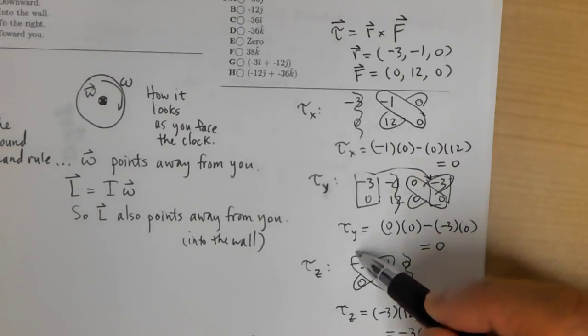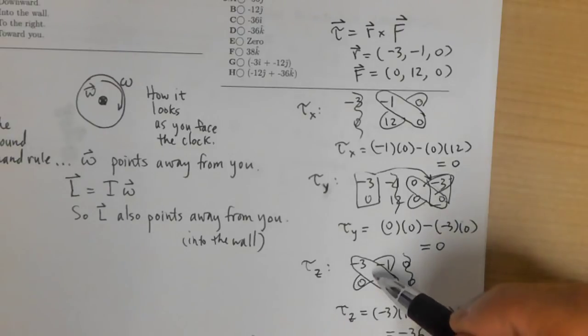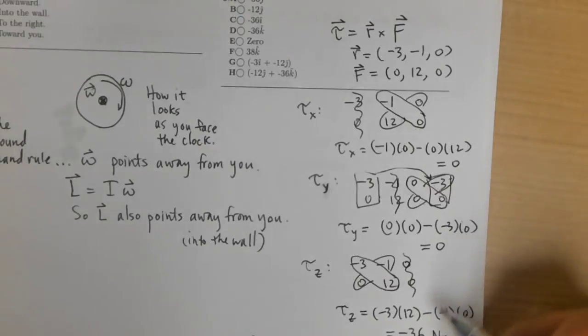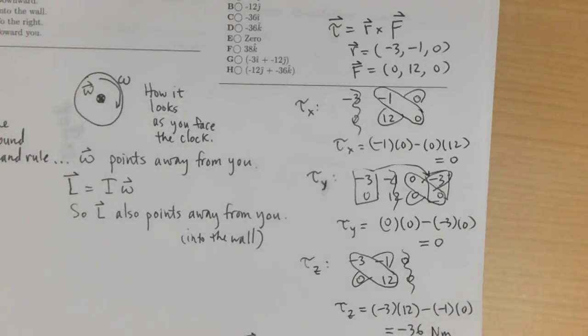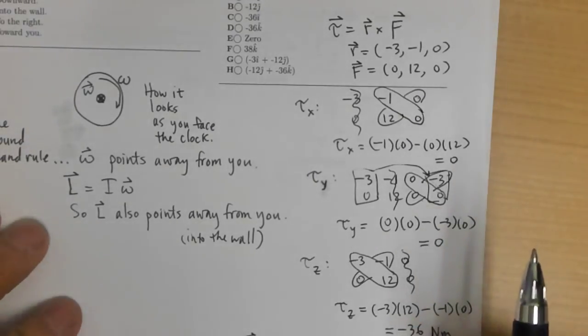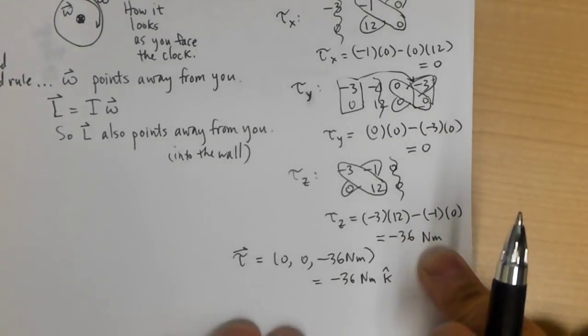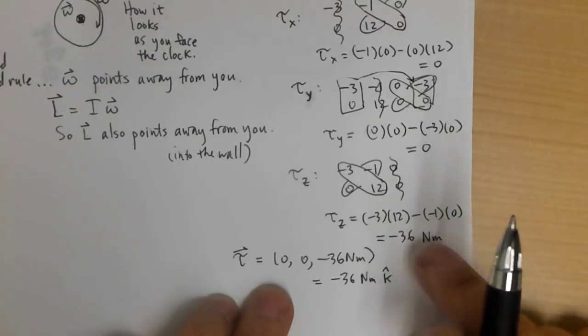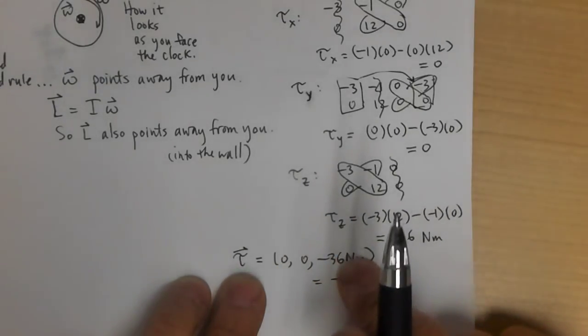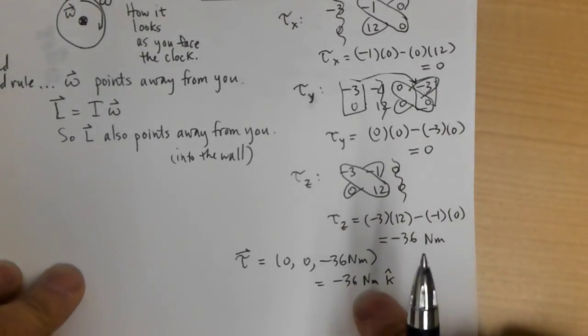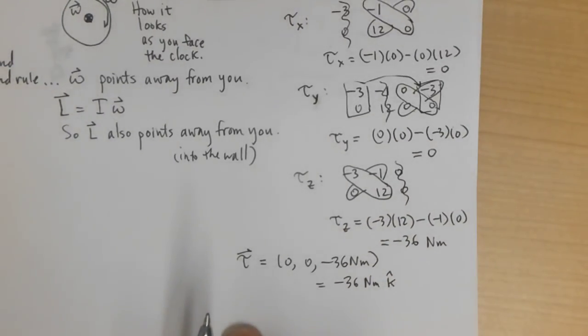Now for tau z, we write this table, we strike out the third column, and then take the product of these diagonals, so going downward right, minus 3 times plus 12, minus the product of minus 1 times 0. So I get minus 36 newton meters. Now the only thing that's non-zero is tau z, negative 36 newton meters. So tau, in terms of components, is 0, 0, minus 36 newton meters. So it's minus 36 newton meters k hat.